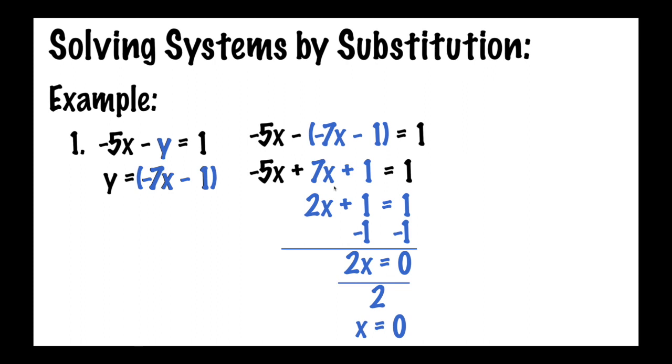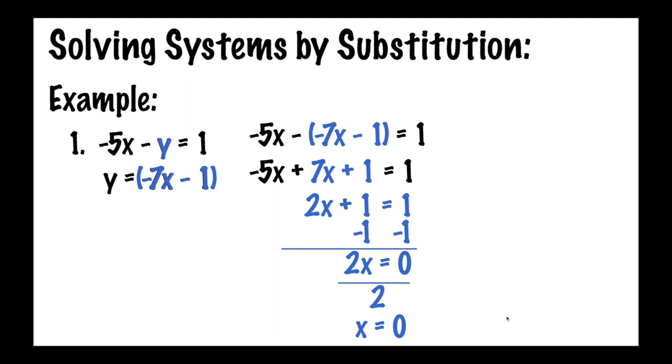Now remember, it's only a special case where we get infinitely many solutions or no solutions if both variables completely cancel. So since I am not canceling any variables here, I am going to get a solution. So sometimes people can get confused when we get x is equal to 0 like that, but again, we did not cancel out the x's here.